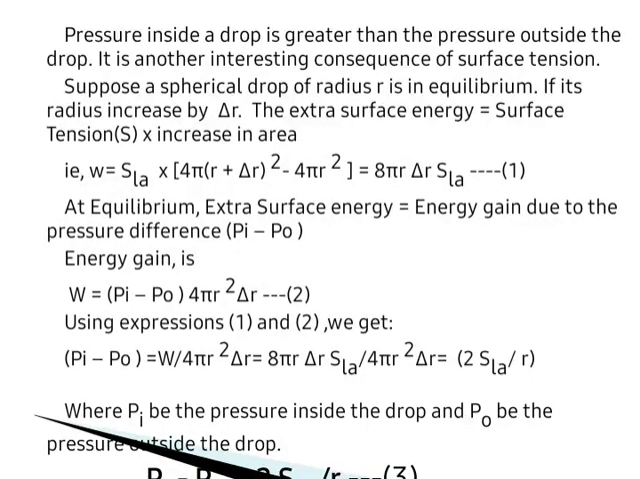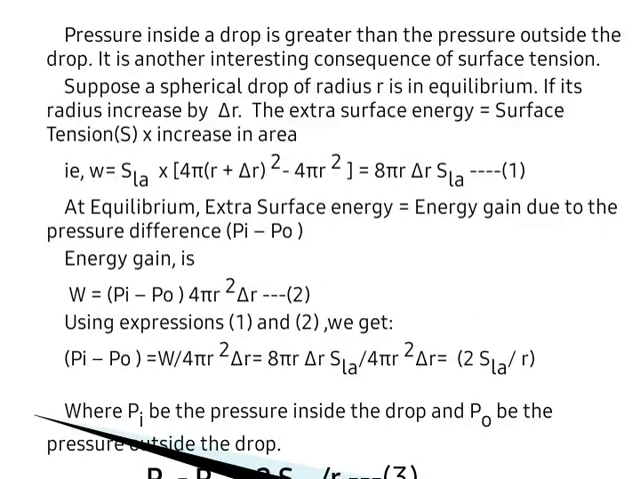There is another interesting consequence of surface tension: the pressure inside a drop is greater than the pressure outside. Suppose a spherical drop of radius r is in equilibrium. If its radius increases by delta r, then the extra surface energy will be equal to surface tension S multiplied by the increase in area, which is W = SLA × [4π(r + δr)² − 4πr²] = 8π r δr SLA, which is expression 1, where SLA is the surface tension at the liquid-air interface.